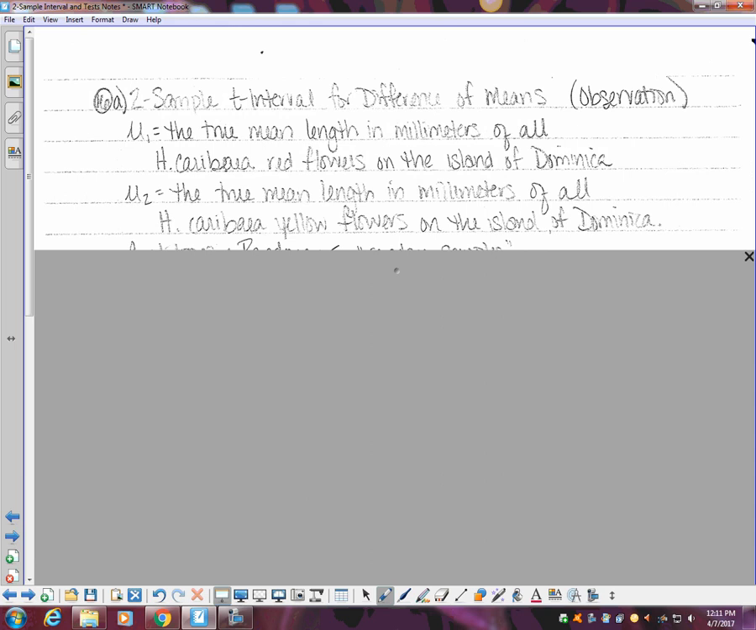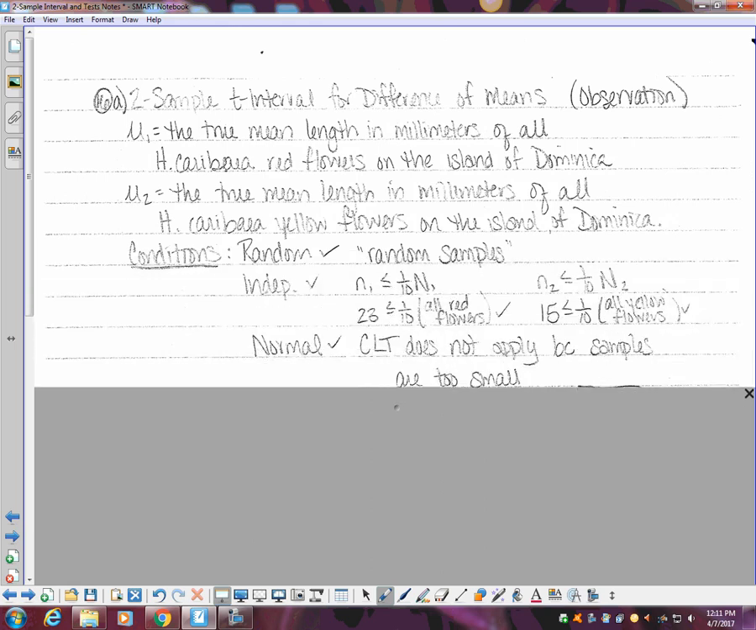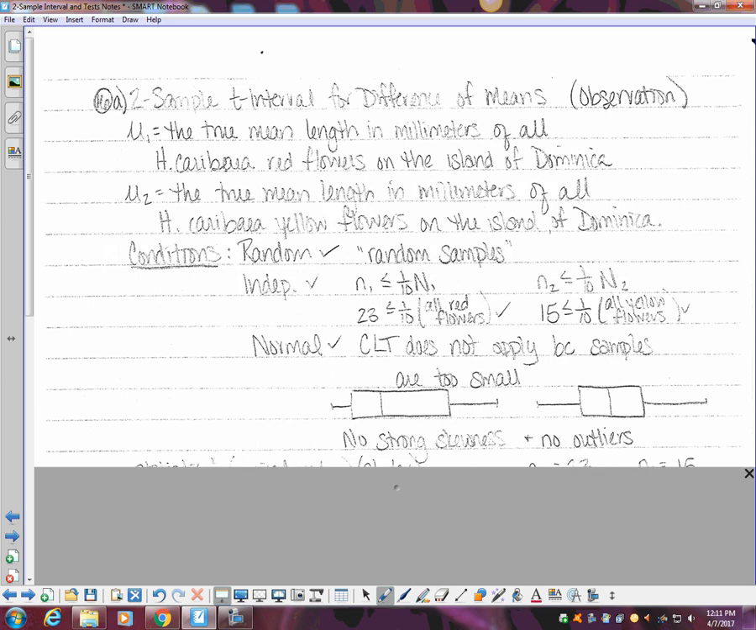Then I defined my two variables, the true mean length of all the red ones and the true mean length of all the yellow ones. When it's the actual AP exam, make sure on the island of Dominica, just make sure you don't trim any corners. Conditions. Here we go. Random, yes, it said random sample. Independent, write your formulas. 23 was my first sample size, and that's all red flowers. 15 is less than 1/10 of all yellow flowers. Check that off because you're just assuming.